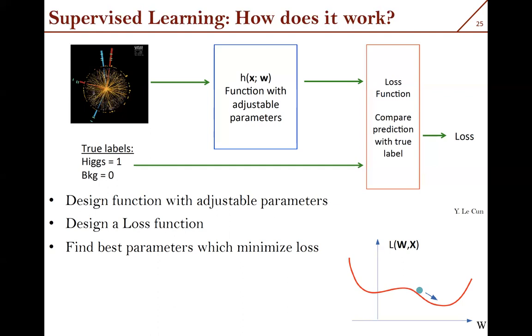So you design a function with adjustable parameters, you design a loss function, and find a set of best parameters which minimizes the loss function. As you can see in these three bullet points, all that you want to learn about machine learning is pretty much there. And obviously it is not like in two dimensions, as you see; it is really a multidimensional hypersurface, because you have many input variables, and correspondingly that many adjustable parameters.